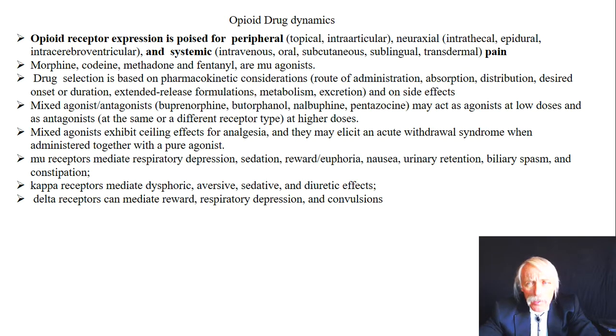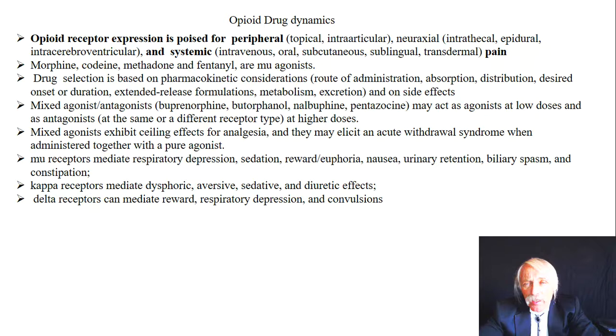So the mu receptor mediates not only this analgesic effect, but respiratory depression, severe deep sedation, and of course it affects, as we talked about, the reward pathway, which gives you euphoria. Also, it causes nausea, urinary retention, biliary spasm, and ultimately also constipation. Okay? The kappa receptors mediate dysphoria, aversive, sedative, and diuretic effects. So quite different, but all negative, basically.